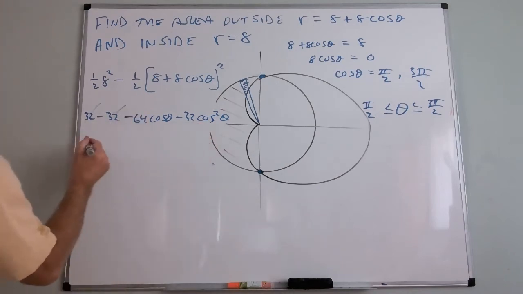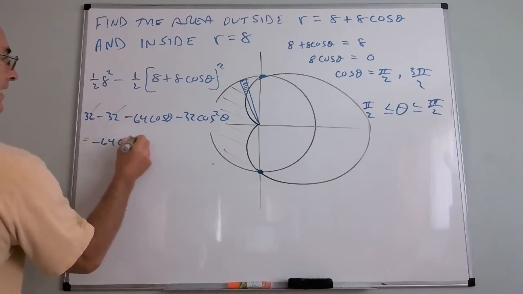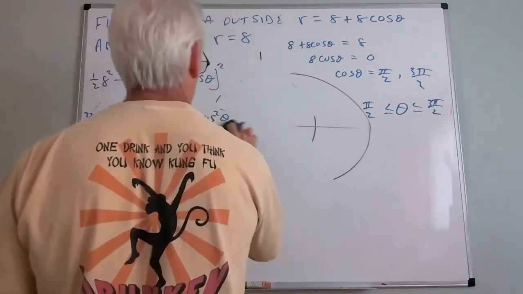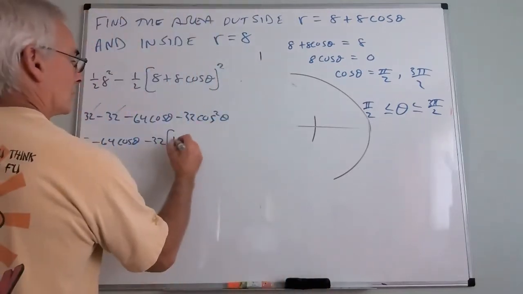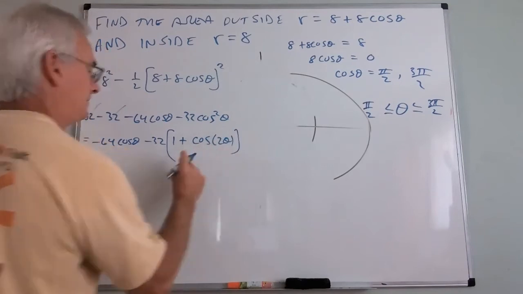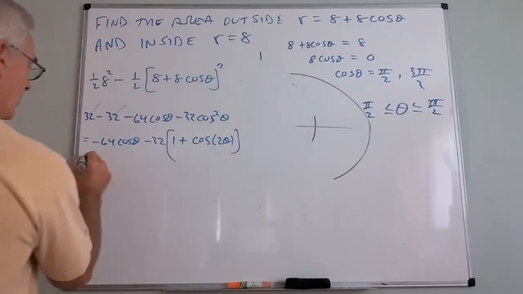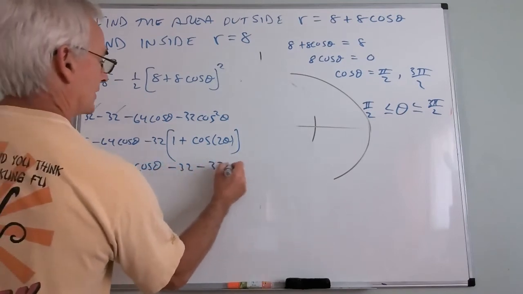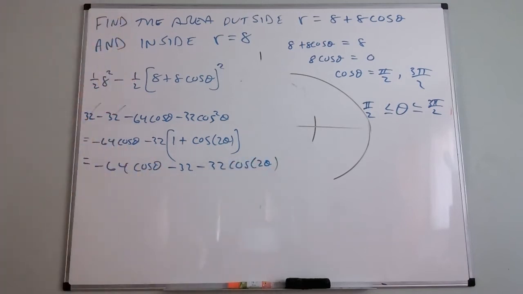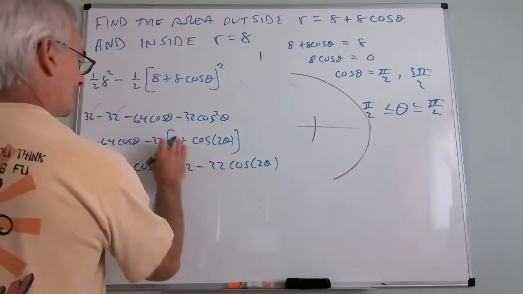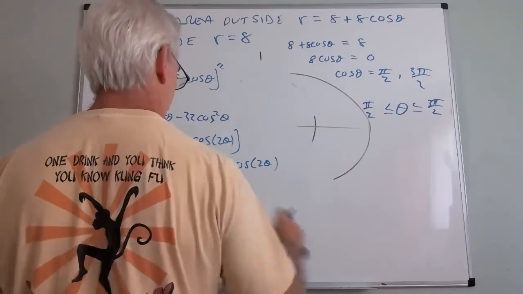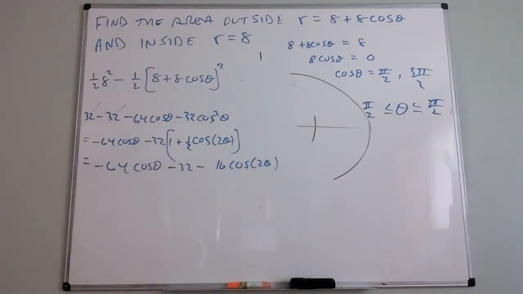Now, what do I got to do here? Well, that's negative 64 cos theta minus 32 times 1 plus cosine 2 theta. I'm just running out of room here. So now I've got negative 64 cos theta, negative 32 cos 2 theta. Is it 32 or 16? Thank you, I'm sorry. I'm writing too fast here. That should be a half. Thank you for catching that. That should be a 16. And I don't think there's anything else we can combine.